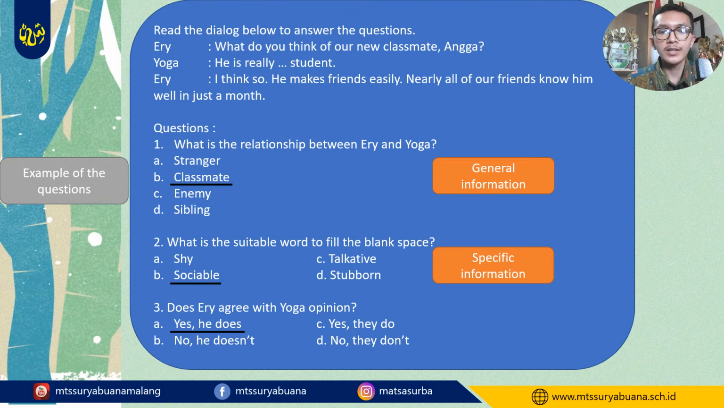For number 3, does Eric agree with Yoga's opinion? The answer is A. Yes, he does. How do we know the answer is A? You can read in the dialogue that Eric said, "I think so." It means that Eric agrees with Yoga's opinion, so we should answer A. Yes, he does. And this question is called finding implicit information.